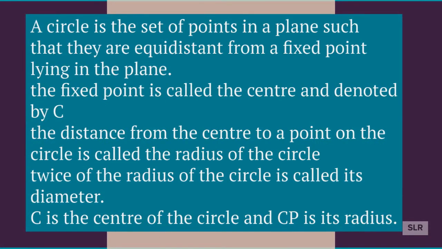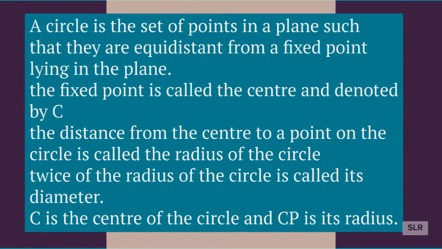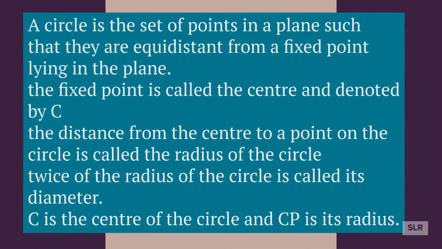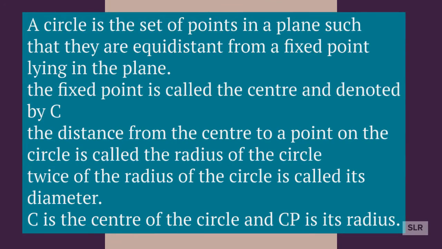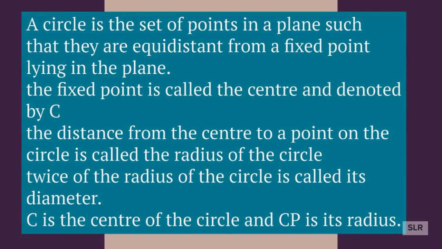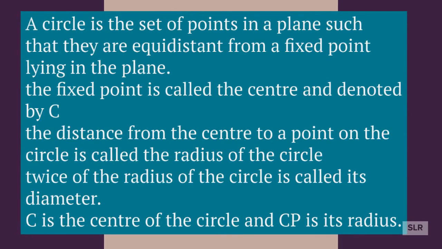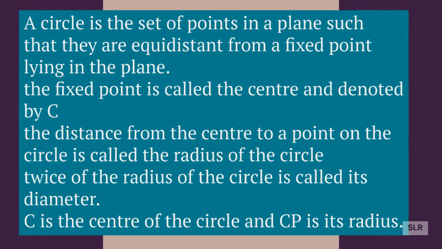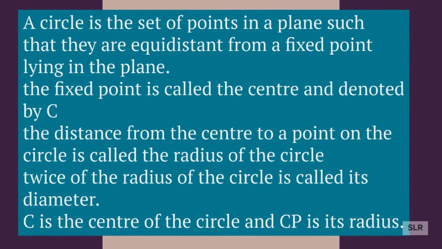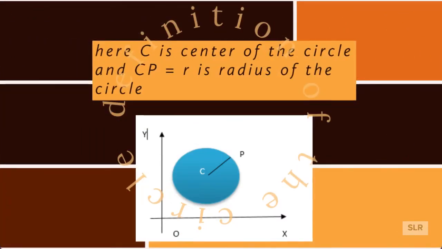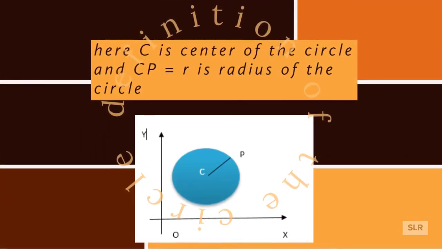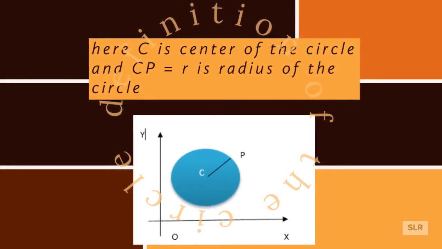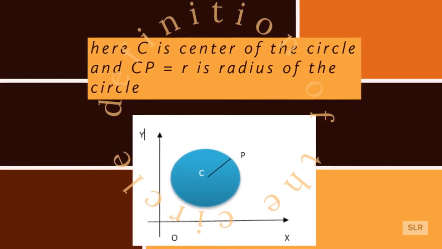A circle is the set of points in a plane such that they are equidistant from a fixed point lying in the plane. The fixed point is called the center and denoted by capital C. The distance from the center to a point on the circle is called the radius of the circle, and it is denoted by small r. Twice the radius of the circle is called the diameter. See the figure. Here capital C is the center of the circle and CP is equal to r, the radius of the circle. The circle is shown in blue color.